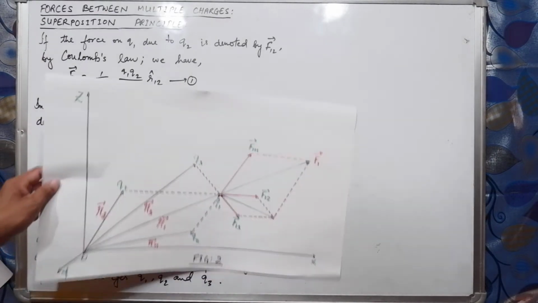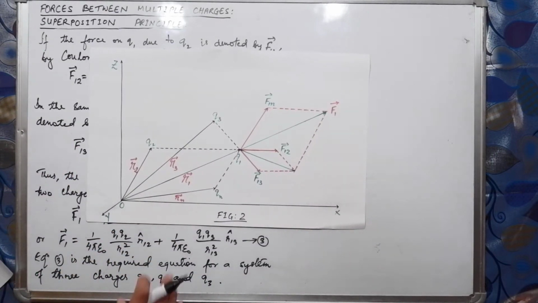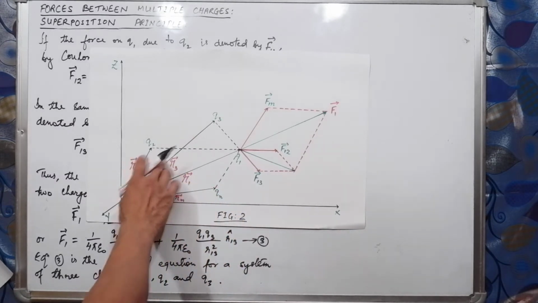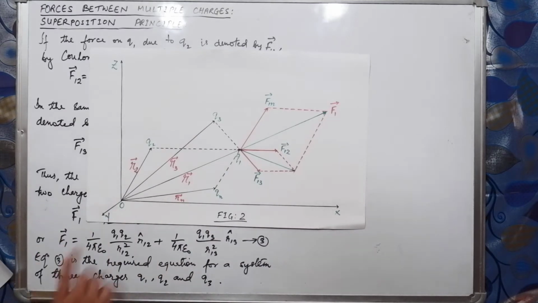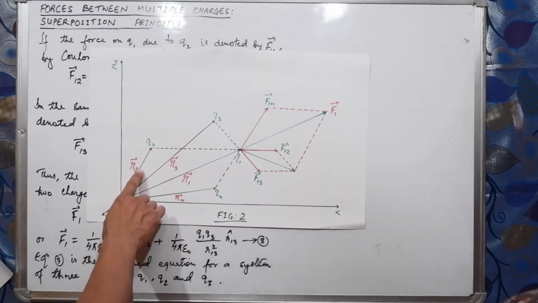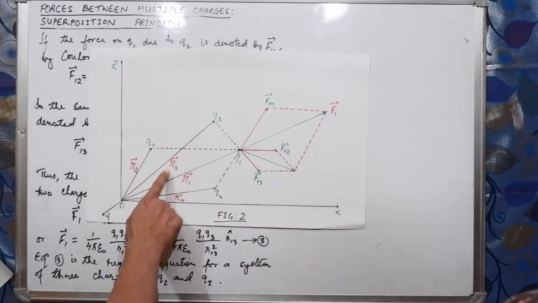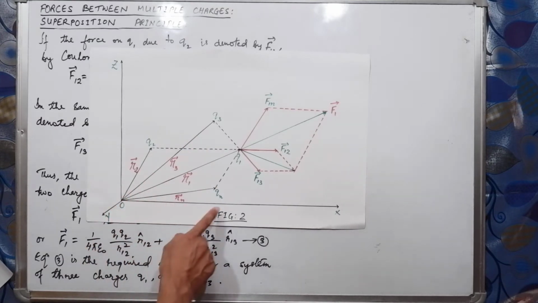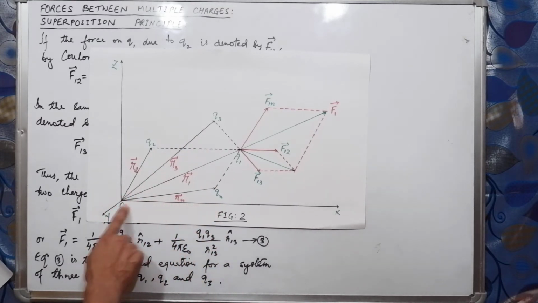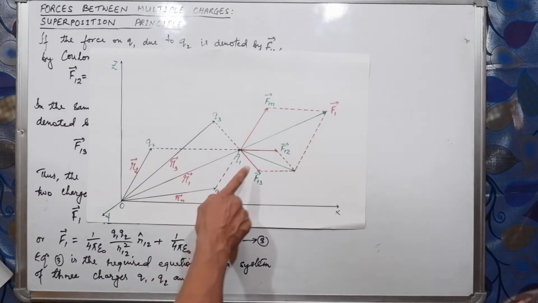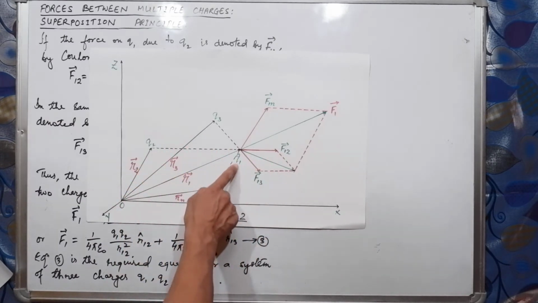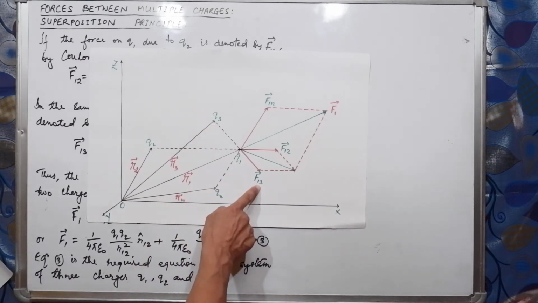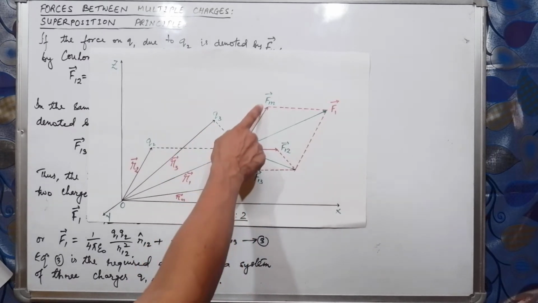In this figure, we have seen that there are n number of charges Q1, Q2, Q3 up to Qn. Q1 is at a position vector R1 from O, Q2 is at a position vector R2 from O, Q3 is at a position vector R3 from O, and Qn is at a position vector Rn from O. Now the force between Q1 and Q2 is given by F12, the force between Q1 and Q3 is given by F13, and the force between Q1 and Qn is given by F1n.